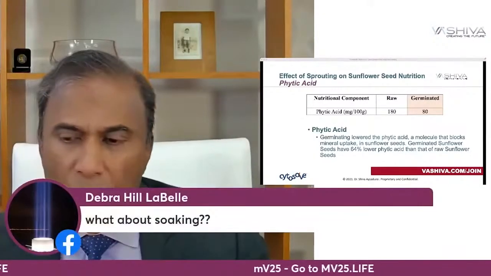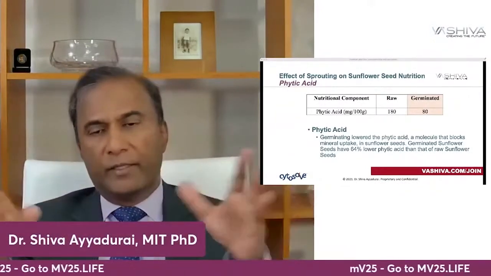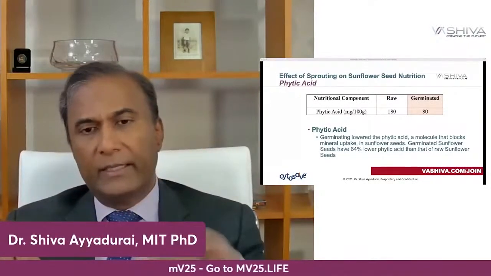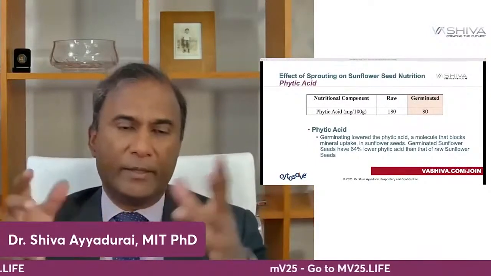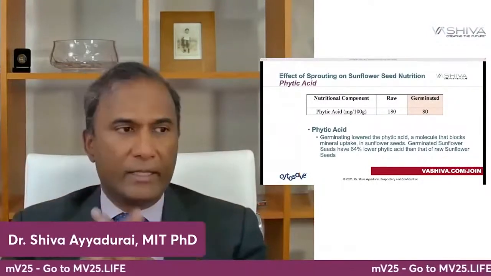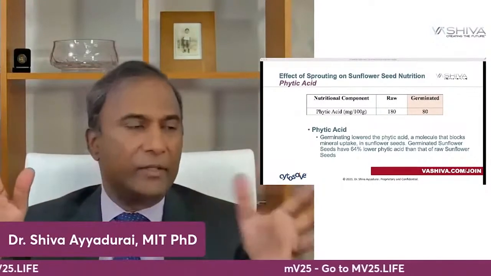Deborah Hill says, what about soaking? Good point, Deborah. If you soak for 8 hours, and there are other studies done on this, and then you throw away the water and you clean it, that will lower phytic acid, but not to the level of sprouting, but definitely soaking is better. I typically will take almonds, soak them overnight, and then peel them and crush them and eat them. It lowers phytic acid. If you have a little more time, you could sprout them. But we're talking about sprouting today.